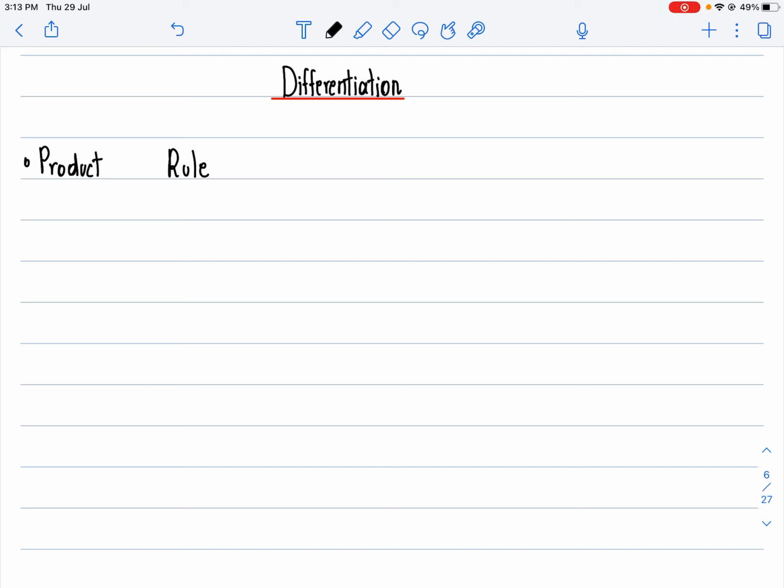Today we'll be doing the concept of product rule, which is a subtopic in the chapter of differentiation. When do we use the product rule? You need to know that first.